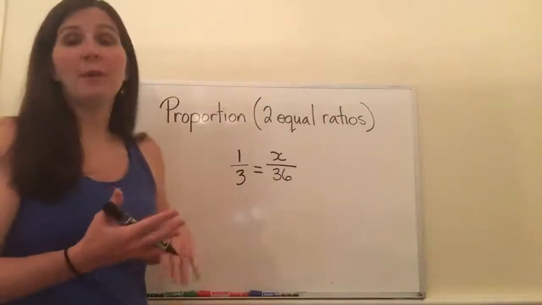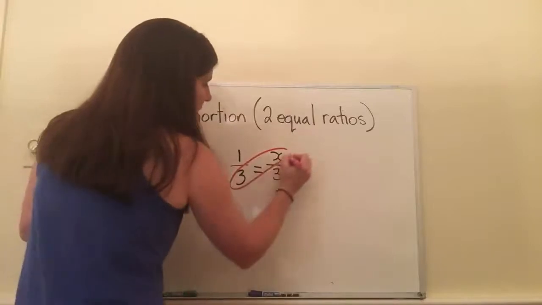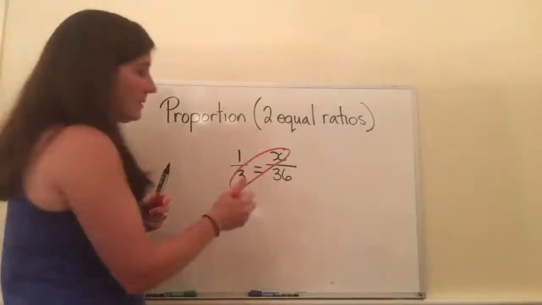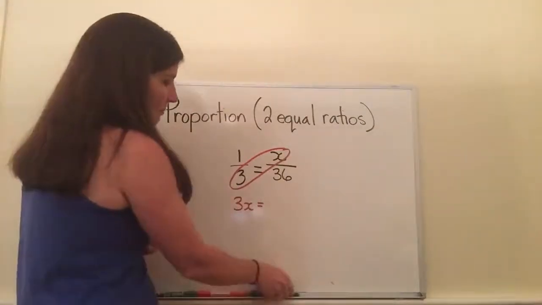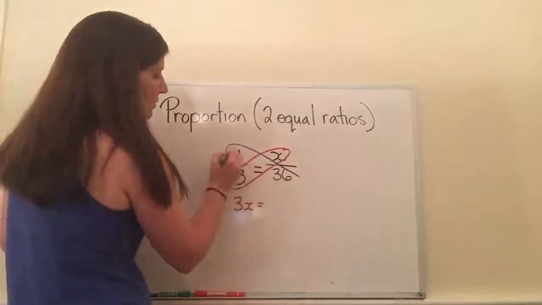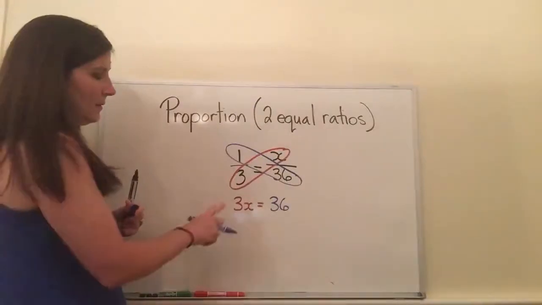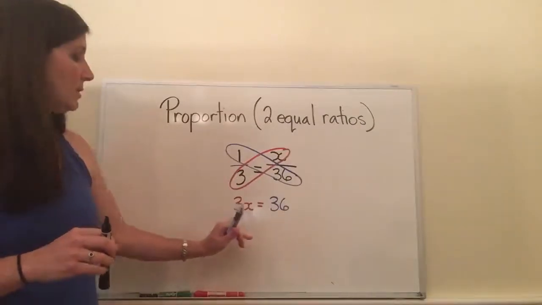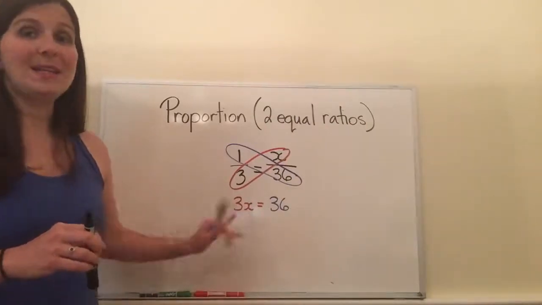What you're going to do is start off by cross multiplying. All that means is I'm going to multiply the denominator of this fraction times the numerator of that fraction. 3 times x gives me 3x equals, and then I'm going to multiply the numerator of this fraction times the denominator of that fraction. When I do that, 1 times 36 equals 36. Now we have a basic equation. We have 3 times an unknown number, and since we're multiplying by 3, to solve for x, to isolate that variable, we need to divide by 3.